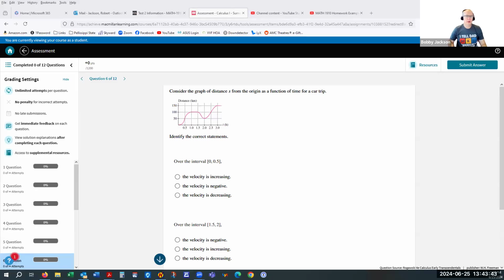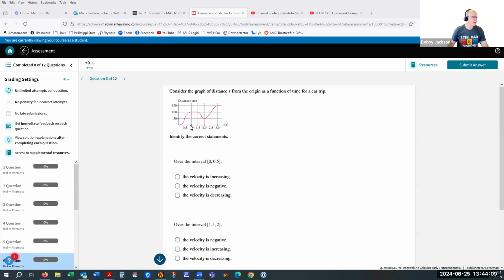Hey everyone, we're going to take a quick look at number 6 in section 3.4. I've pulled it up on the screen for you to see here because it has a graph, and of course it's just multiple choice in each case. So consider the graph. This is the graph of the distance s from the origin as a function of time for some car trip. And it looks like the time is in hours and the distance in kilometers.